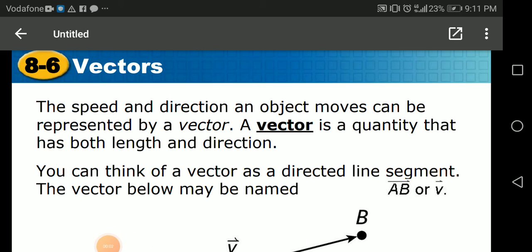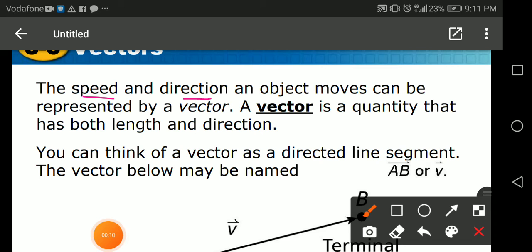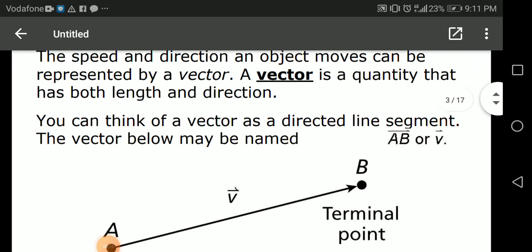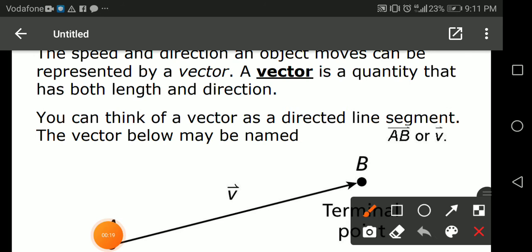I hope you're fine. Today we're going to have a new lesson. It's about vectors. When we talk about a vector, it determines the direction and the speed of an object. Okay, guys? You can say that a vector is a quantity that has both, this is important, length and direction. The length and the direction; instead of length, we can say the magnitude.